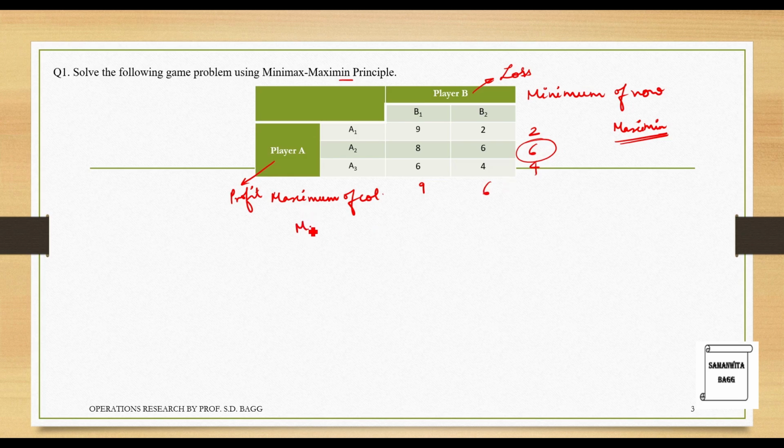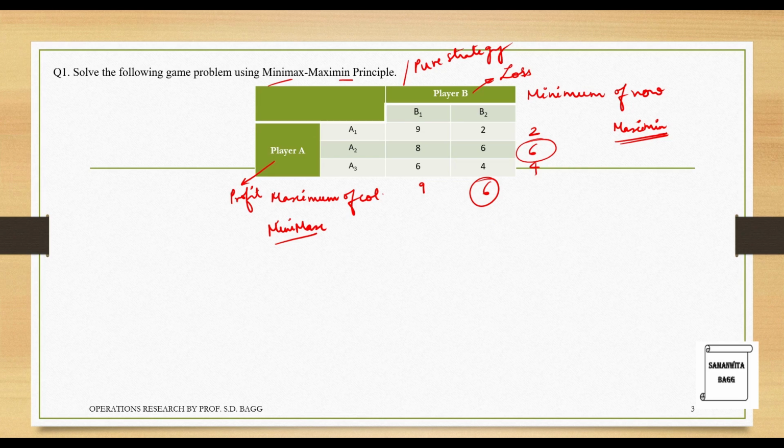You have already taken up max. So now what you need to take up is the minimum. So now you are fulfilling the minimax part of the principle. So your minimum value is 6. Now this is the Minimax Maximin Principle, or it is also called pure strategy.